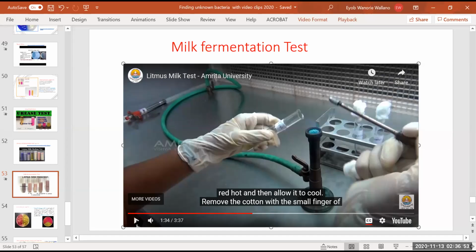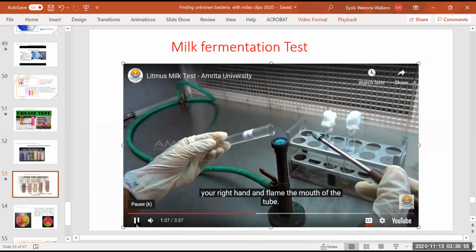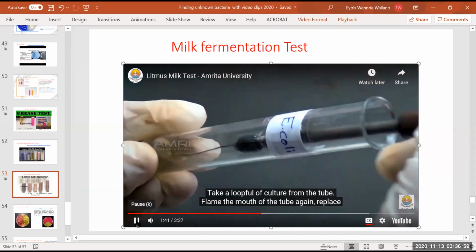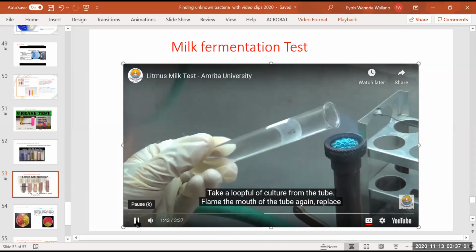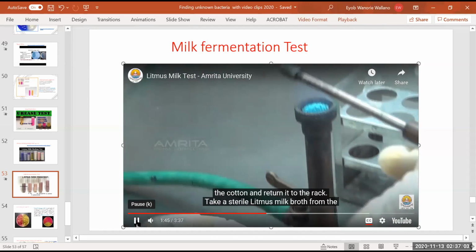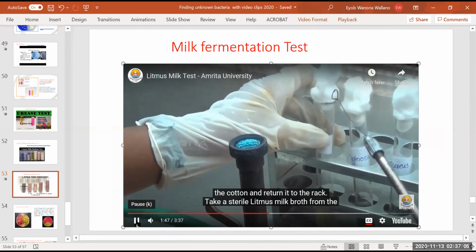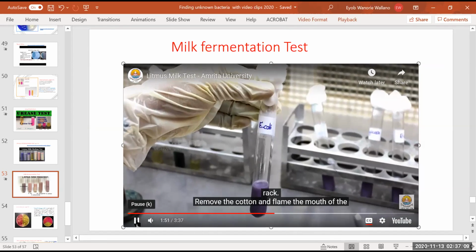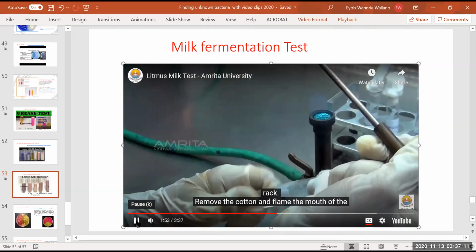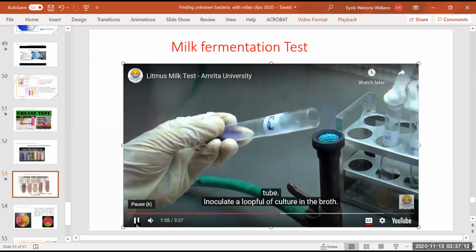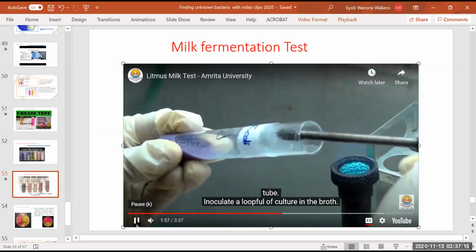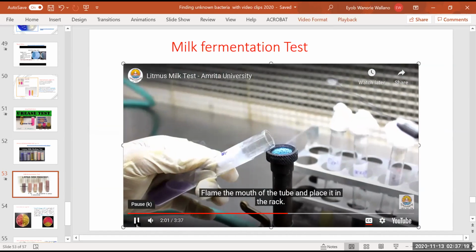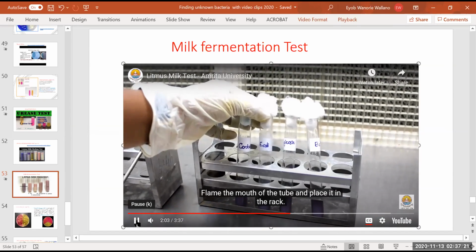Remove the cotton with your right hand and flame the mouth of the tube. Take a loop full of culture from the tube. Flame the mouth of the tube again. Replace the cotton and return it to the rack. Take a sterile litmus milk broth from the rack. Remove the cotton and flame the mouth of the tube. Inoculate a loop full of culture in the broth. Flame the mouth of the tube and place it in the rack.